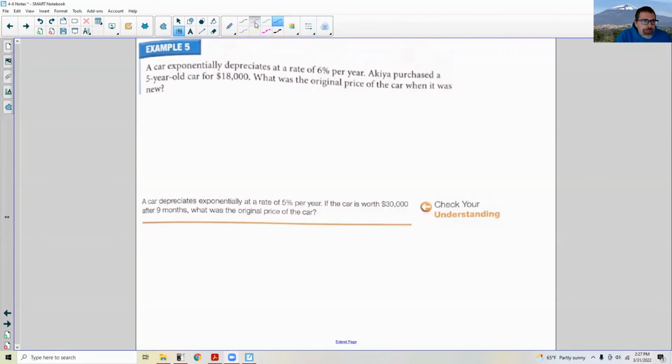All right, example 5. A car exponentially depreciates. Okay, go to highlighter. A car exponentially depreciates at a rate of 6%. IKEA purchased a 5-year-old car for $18,000. What's the original price of the car when it was new? Okay, so let me mark this up. Exponentially depreciates. This is R, which is 6%.